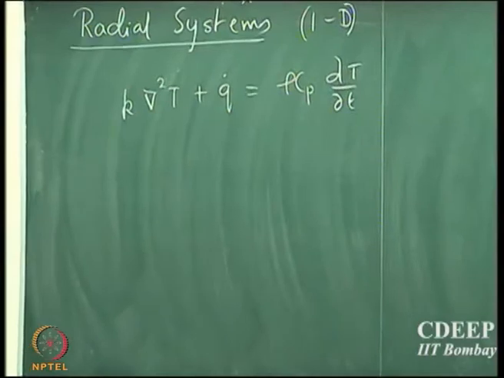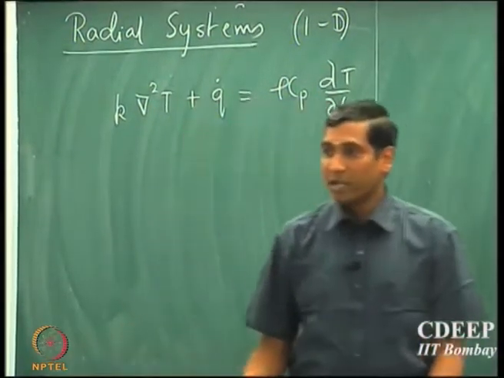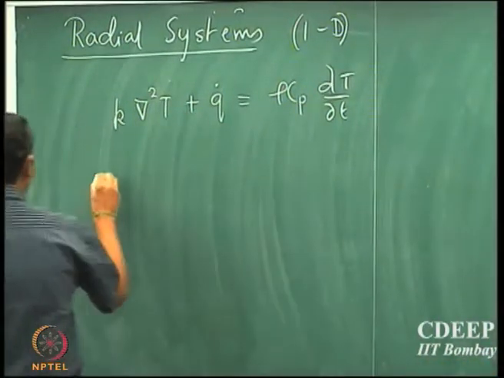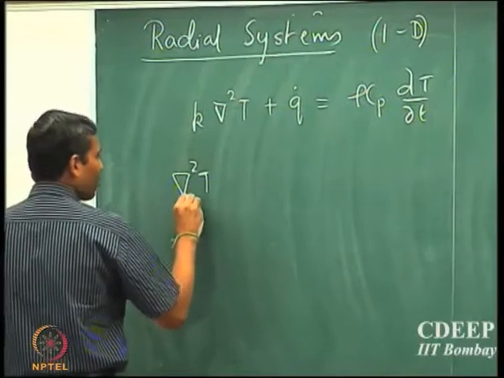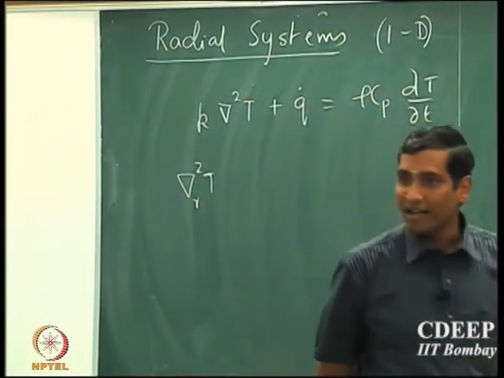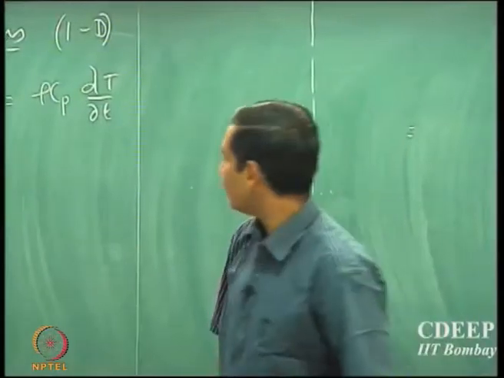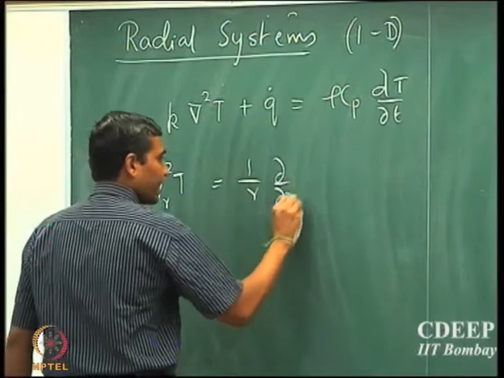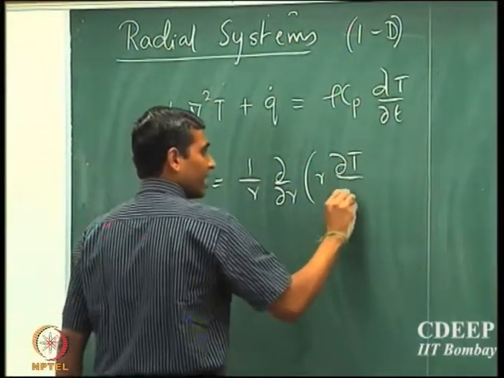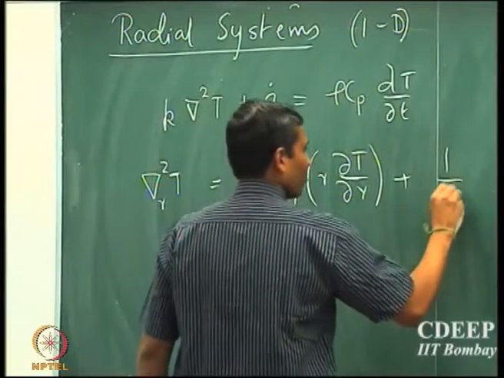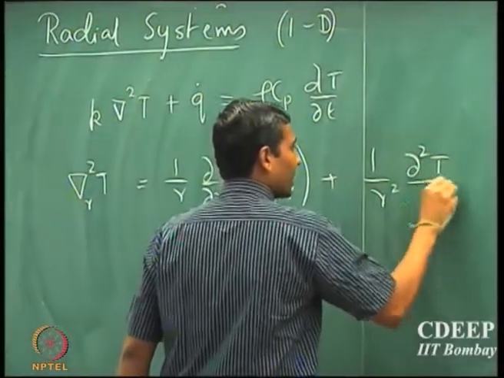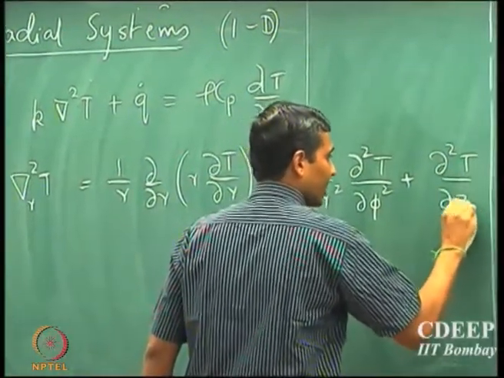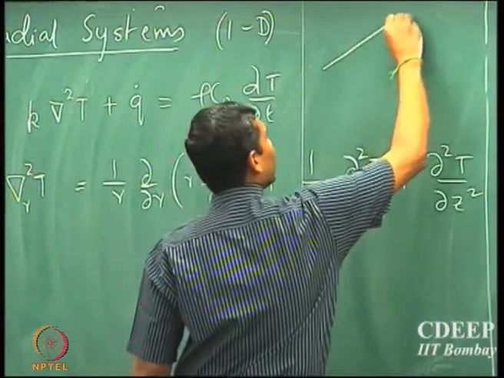So now we need to write the Laplacian in the radial coordinates, and that is not a difficult task to do; people have worked it out. So del square T in radial coordinates, where the subscript r in the Laplacian means the radial coordinate system, will be 1 by r d by dr of r into dT by dr, plus 1 by r square d square T by d phi square, plus d square T by d z square. In a moment I will draw the coordinates.